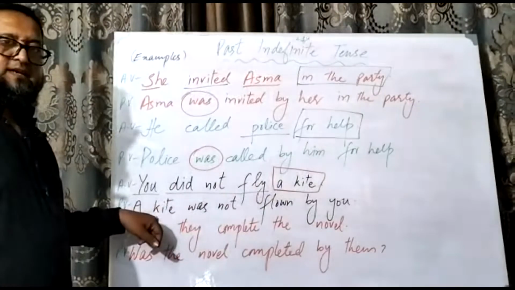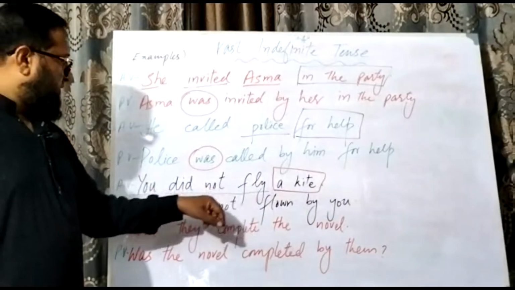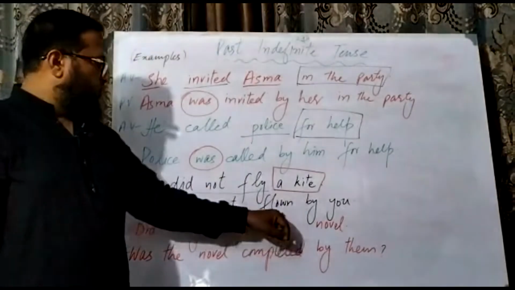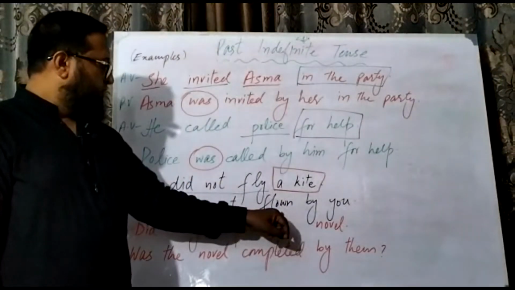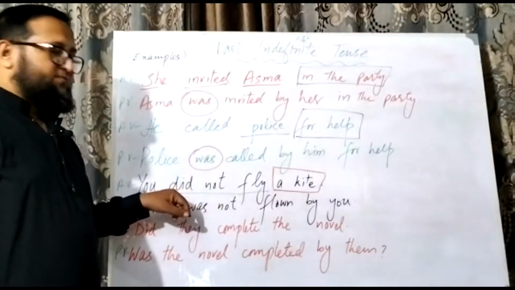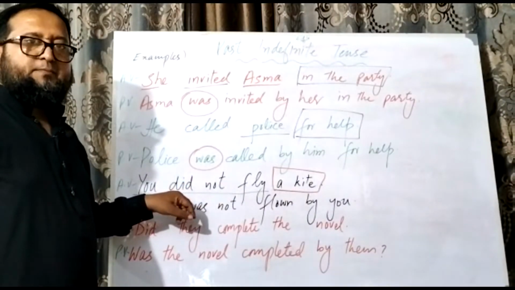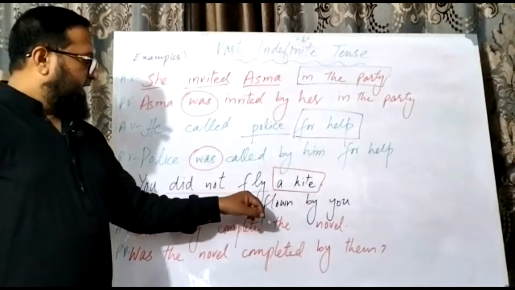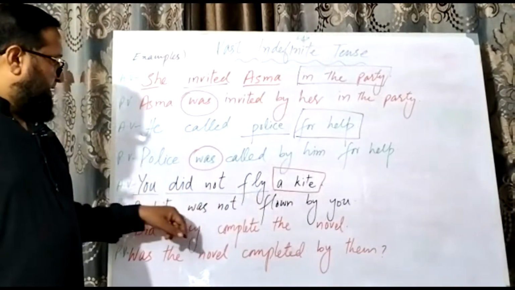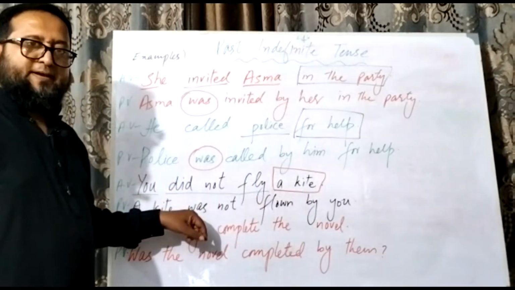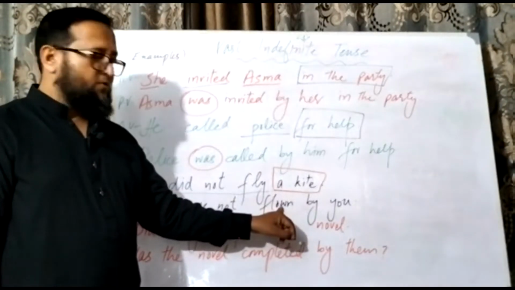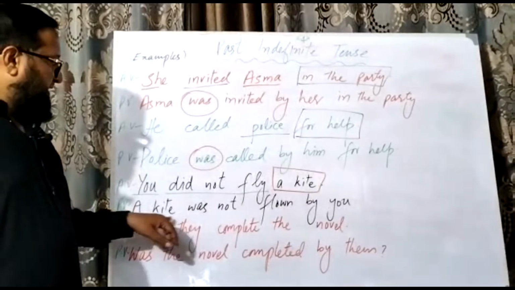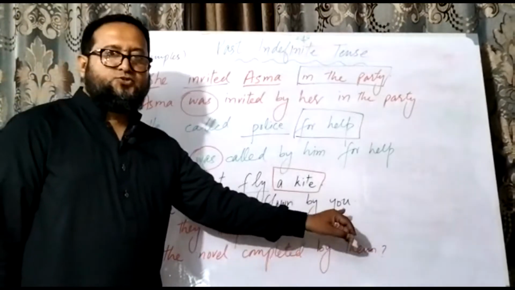This is the object as a subject. Did not fly will be changed into was not flown. You know that whenever we use did in past indefinite tense, we have to use the first form of verb. But when we use was, were in passive voice, we have to make use of the past participle, meaning the third form of verb. So the sentence will become: a kite was not flown by you.